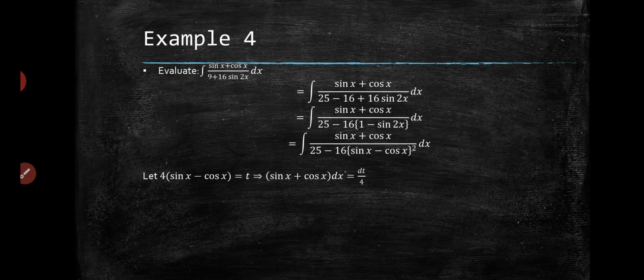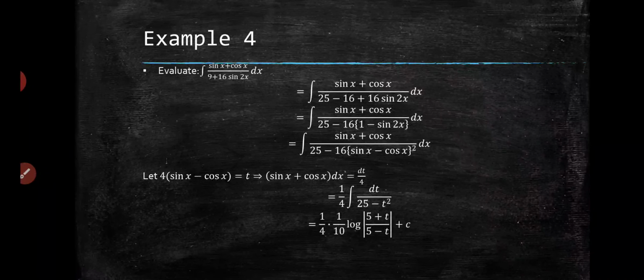So let us put all these into our integration. The numerator becomes dt by 4, so that 1 by 4 comes out, and in the denominator it becomes 25 minus t square. So this is basically dx by a square minus x square, a being 5, since 25 is 5 square. Therefore this is 1 by 2a log of mod of a plus x by a minus x. So this will become 1 by 4 into 1 by 10 log of 5 plus t by 5 minus t plus c.